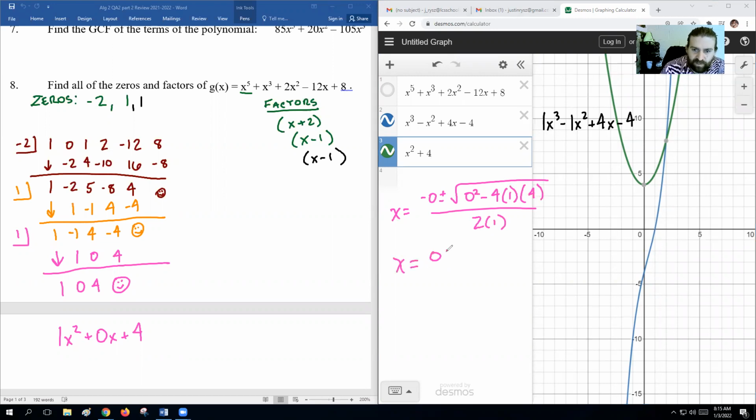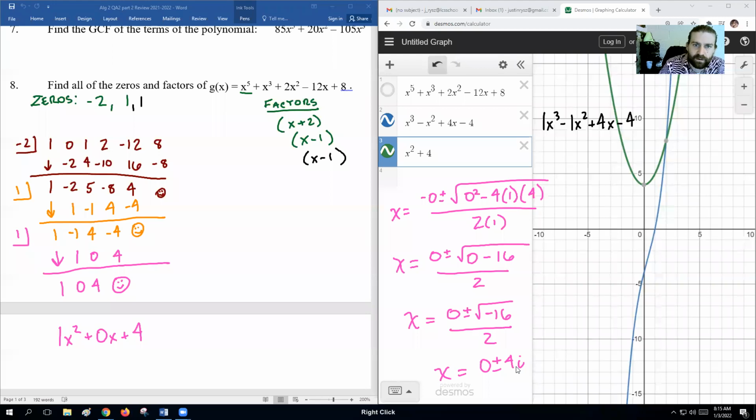So we get 0 plus or minus the square root of 0 squared is 0, minus 4 times 4. That's 16, over 2. 0 plus or minus the square root of, that's just -16, over 2. Okay, so this is why it comes out a little nice. The square root of 16 is 4, so the square root of -16 is 4i. And then over 2. Then this reduces here. We divide 4 by 2, it's going to be plus or minus 2i.